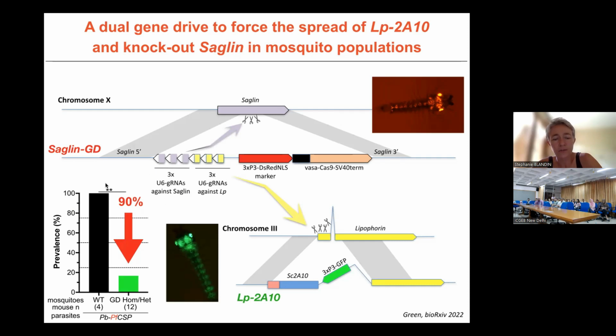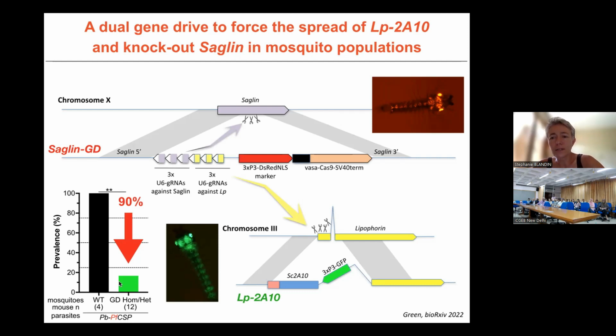Same experiment as before with fewer mice, so it's a kind of preliminary experiment, but still we see a decrease that is sharper than with the previous one. So from 70, we go down to 90% decrease. And again, we were pretty harsh because we selected mosquitoes that were heavily infected, and therefore the Saglin knockout effect has probably been decreased in the selection we made here. So probably the real decrease would be much higher than 90%.